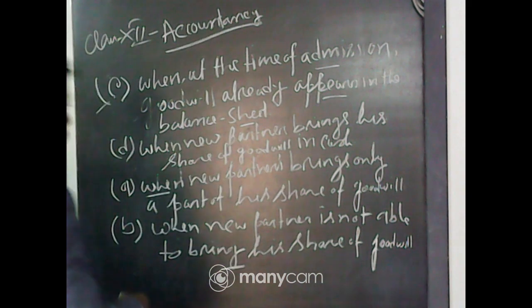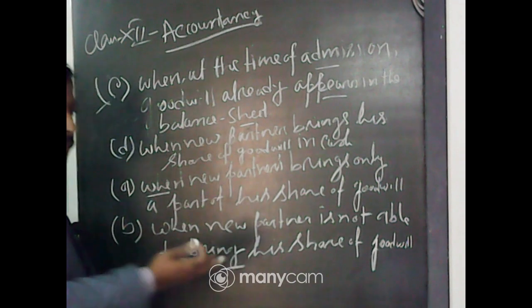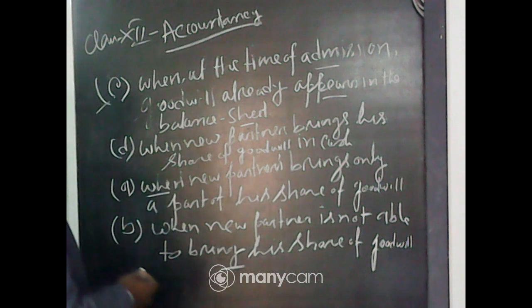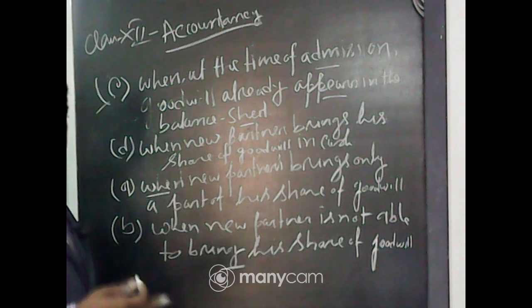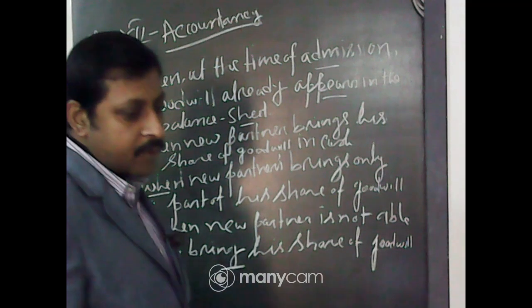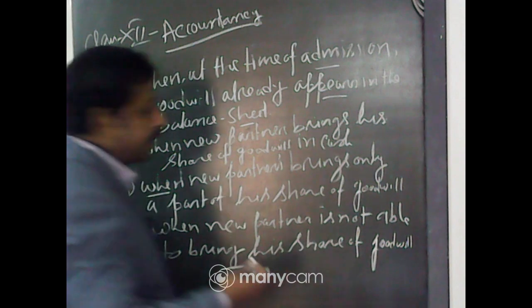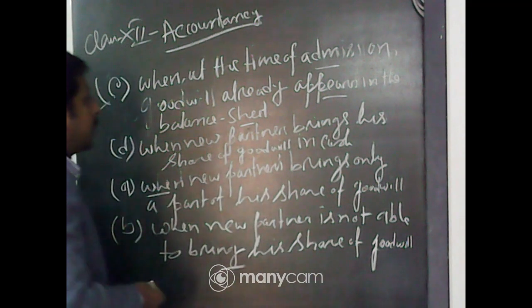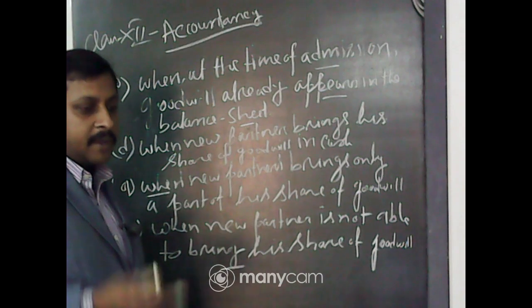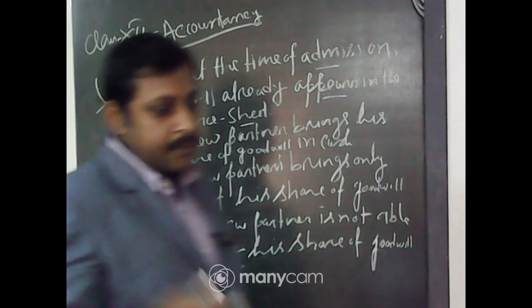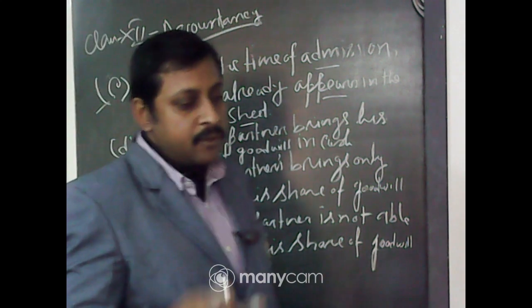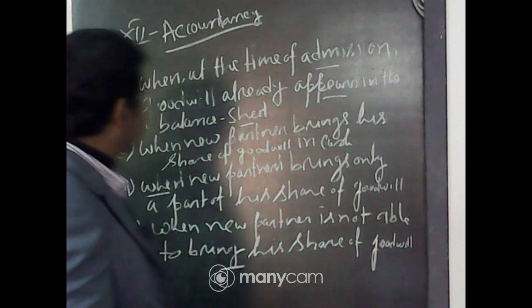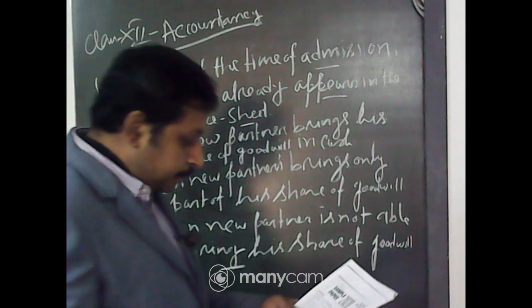When new partner is not able to bring his share of goodwill, that is not a problem, if he is not taking any goodwill with him. When new partner brings only a part of his share of goodwill, he brings goodwill, so he will also get the goodwill shares. So only this is right: when at the time of admission goodwill already appears in the balance sheet, that goodwill was made by the old partners, not the new partner. So through the old ratio they will distribute it between them.